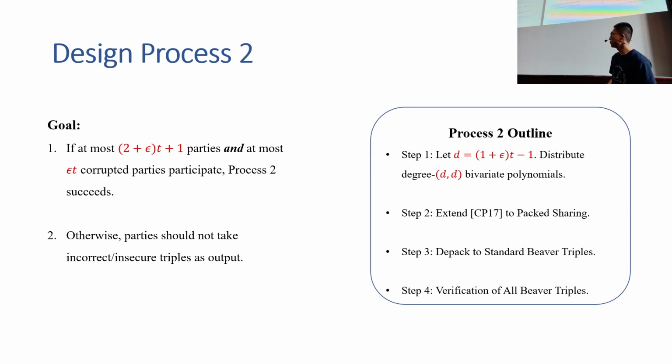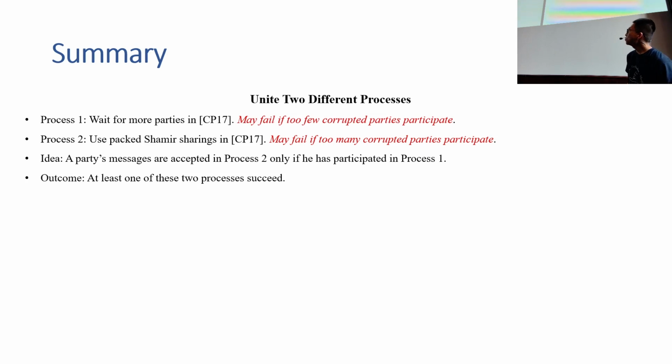So in summary, the main observation is that we can design two different processes that can potentially achieve linear communication, but one may require many correct parties to participate, the other requires few correct parties to participate. So our idea is that we can unite these two processes by requiring that a party can only participate in the second process if he has already participated in the first process. And the outcome is that now at least one of these two processes will succeed.